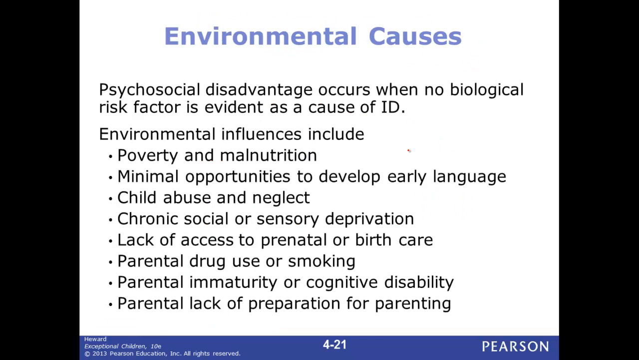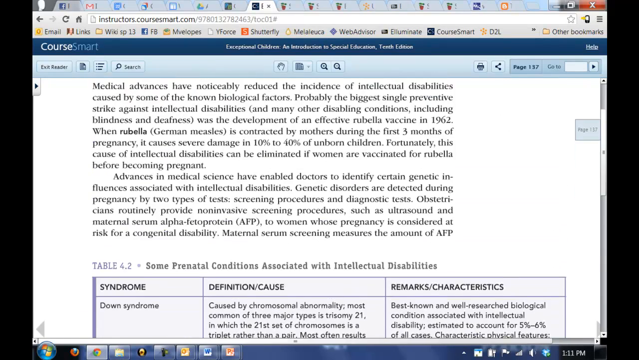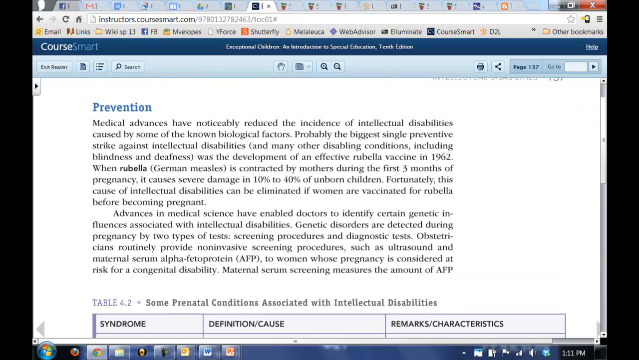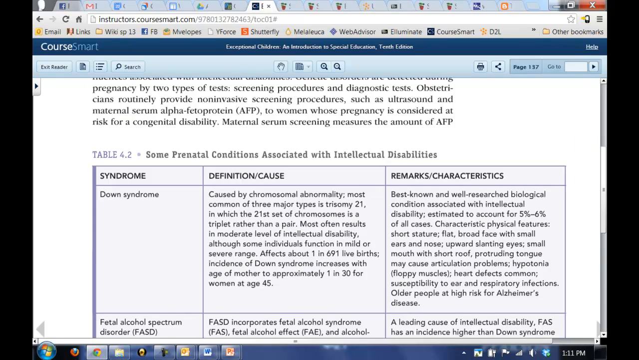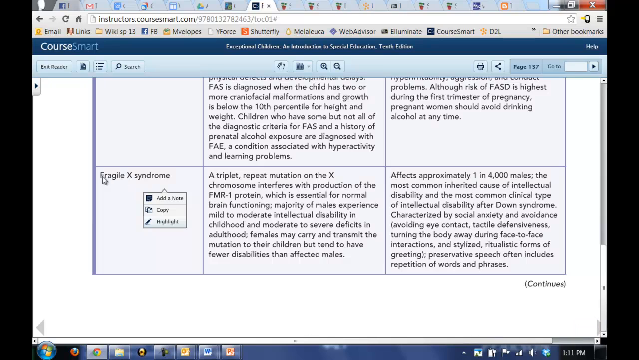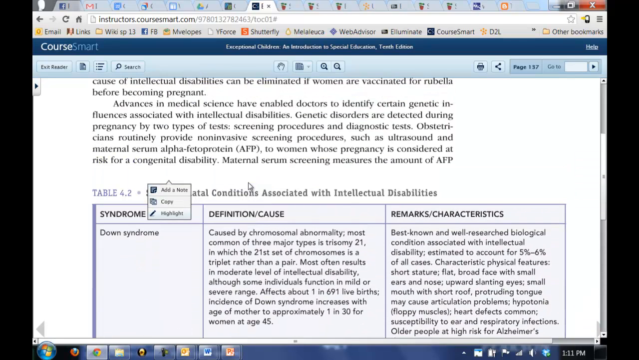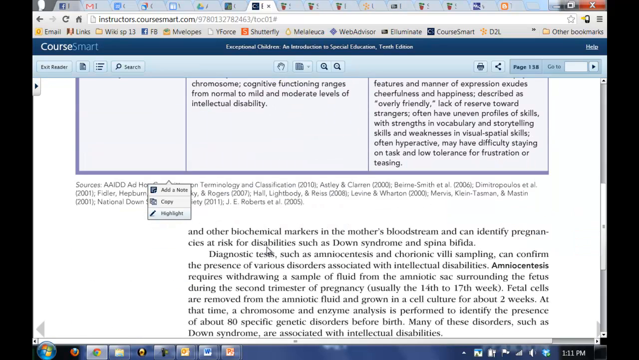About the causes. And then we get into environmental causes, and now we get into some things a little tougher. Rubella was one. It was used in the first 3 months of pregnancy, causing about 10 to 40% of unborn children to have problems. Congenital disabilities are eliminated if women are vaccinated for rubella before becoming pregnant. And so here they take you through a bunch of these prenatal conditions. And this one here, obviously, you know the fetal alcohol syndrome one, Fragile X syndrome, PKU, Prader-Willi. In my opinion, not fun things to deal with.